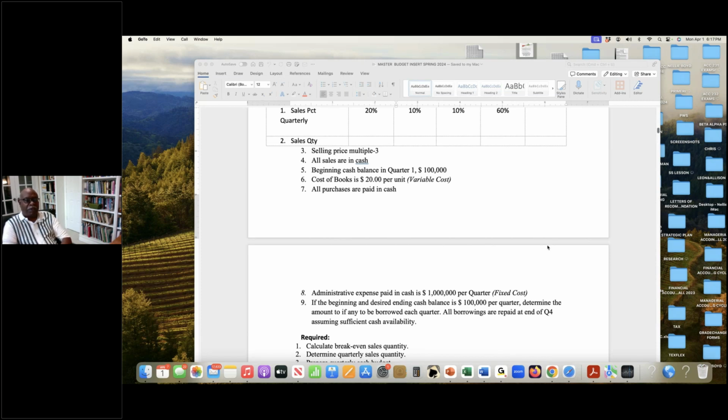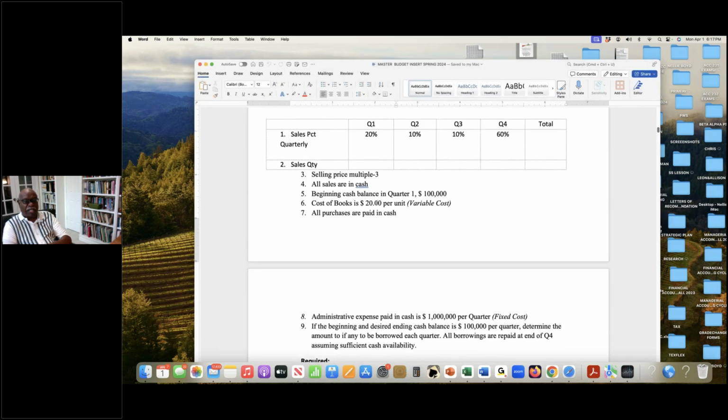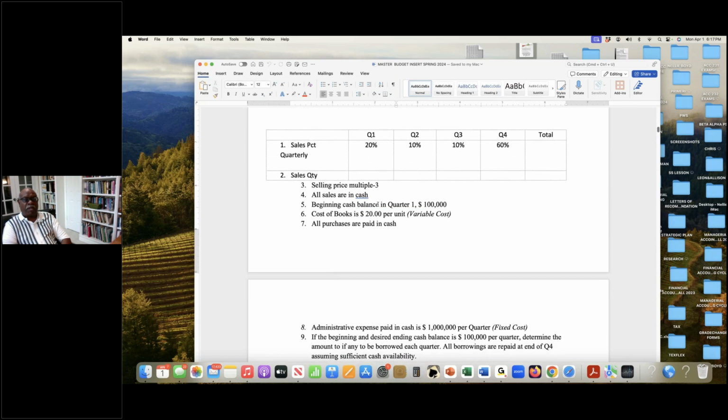Calculate the break-even quantity. So with this information, can you calculate a break-even quantity? Your books are costing $20. Your selling price multiple is 3. Your administrative expenses are $1 million per quarter. So that's the relevant information.